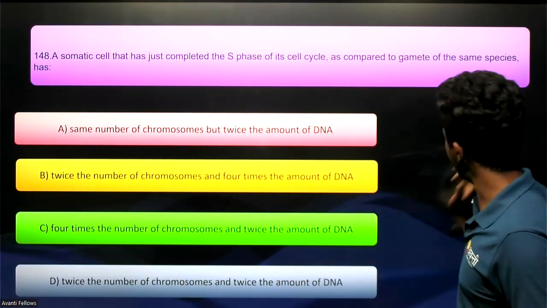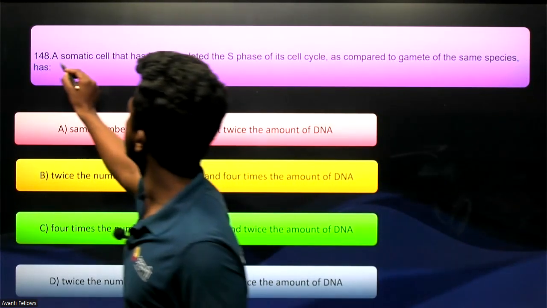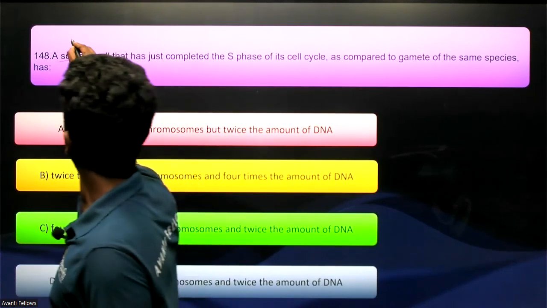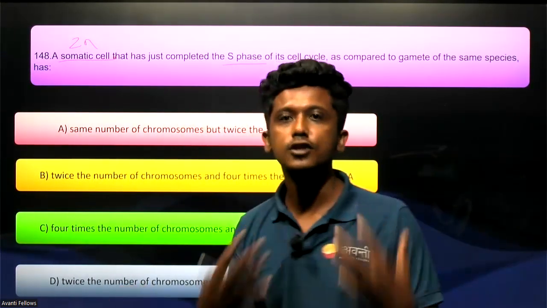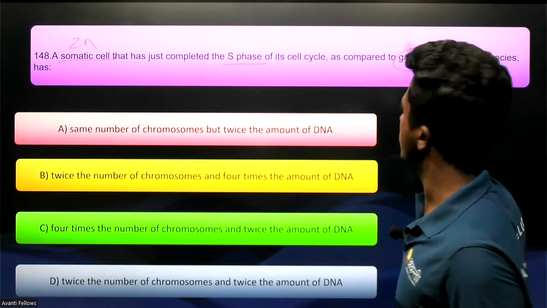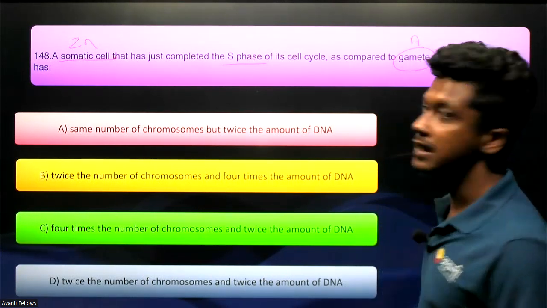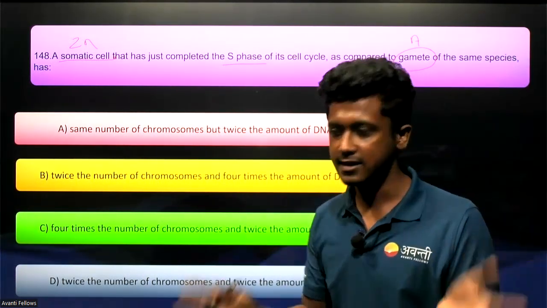Guys, this question is quite interesting, even though it's quite easy. Why? Because they say a somatic cell. A somatic cell is a diploid cell, so I'll write it as 2N. And then it has finished the S phase, that means it has finished the DNA replication process. And finally, we are comparing it to a gamete. A gamete is haploid and it is N. Remember that. So that is where the question entirely changes.